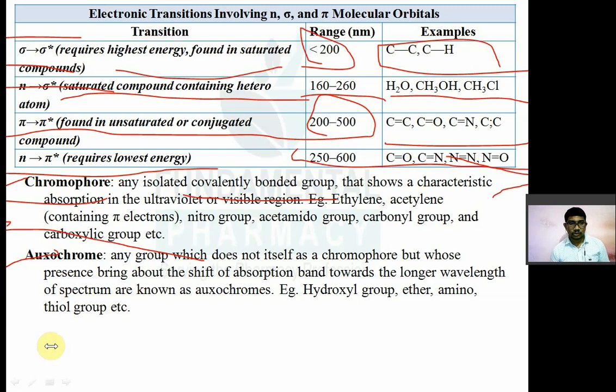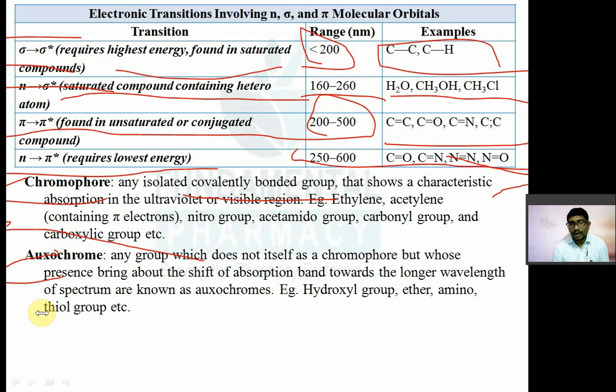Now auxochrome. What is an auxochrome? Any group which does not itself act as a chromophore, but whose presence brings about a shift of absorption maxima towards a longer wavelength. It means this is a group which itself is not responsible for UV ray absorption, like the hydroxyl group, ether group, amino group, thiol group. These groups themselves do not absorb UV rays, but if they are present in the molecule, they will increase the lambda max of that compound to a higher wavelength.